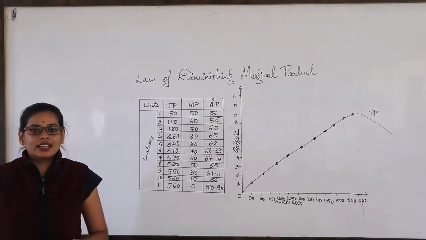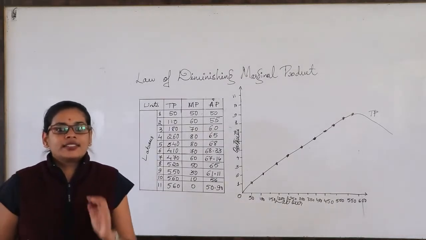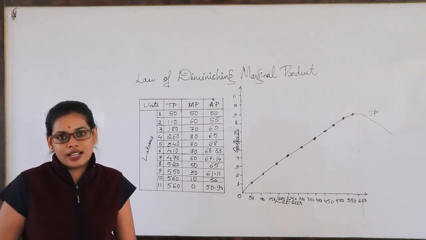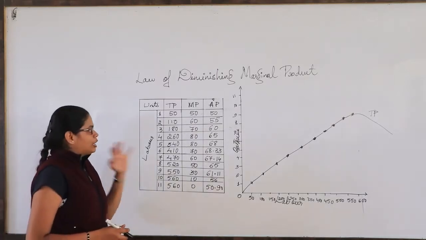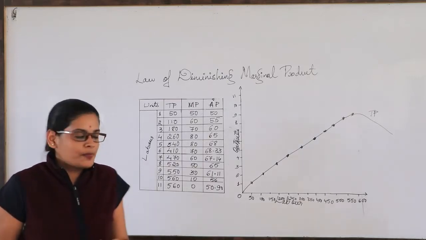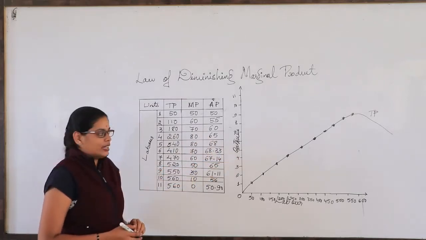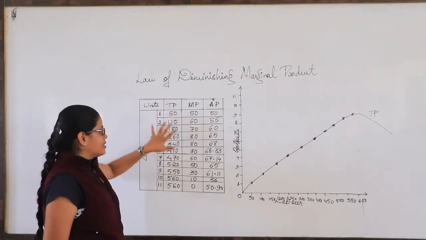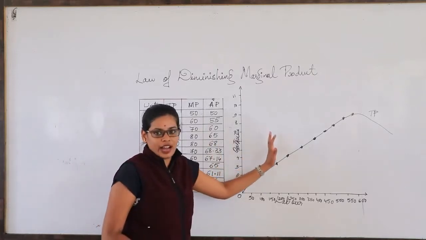Today we will be discussing the law of diminishing marginal product. So in the last class we were discussing these terminologies, right? These three terminologies are very important for us to understand the law of diminishing marginal product. If you have understood these three terminologies in a good manner, then we'll head towards the law of diminishing marginal product. This graph we have already discussed in the last class. Now what I have done is plot all the points in the graph.